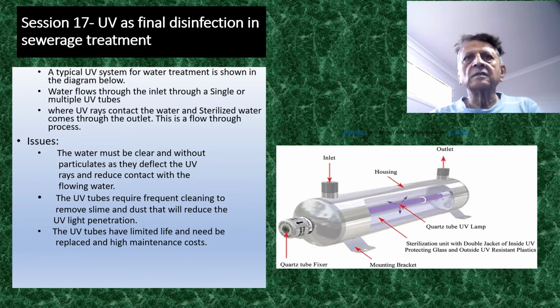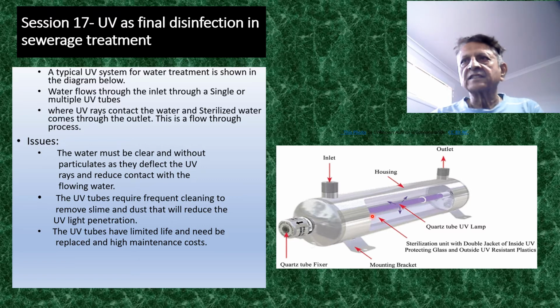In small and mid-sized sewer treatments, they might use the UV system to sterilize the water before they either reuse it as recycled water or drain it out to the sea. The typical UV system is shown on the right. The water flows into the inlet and it goes out to the outlet.